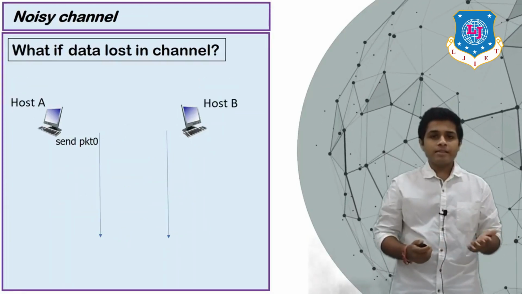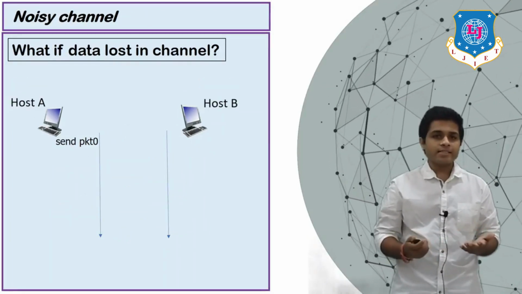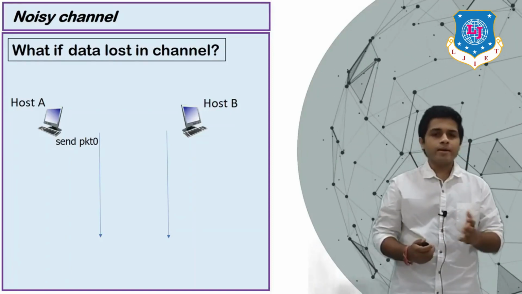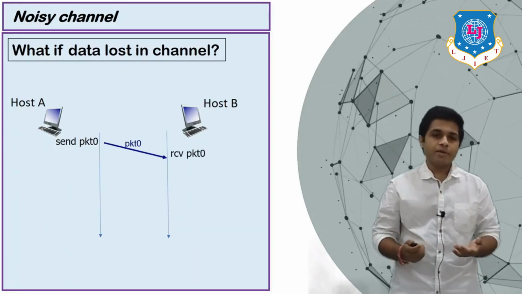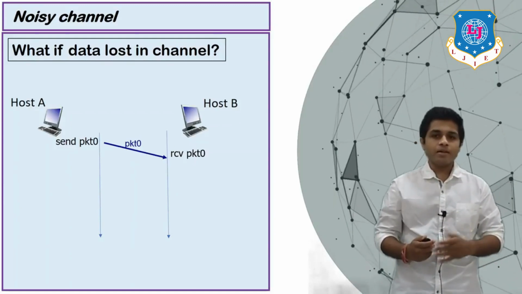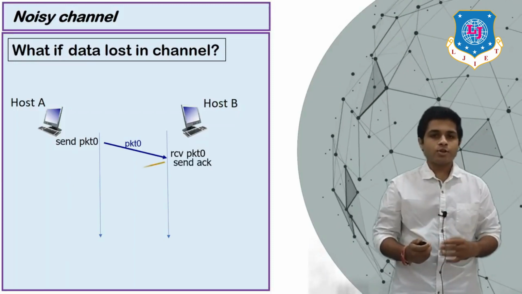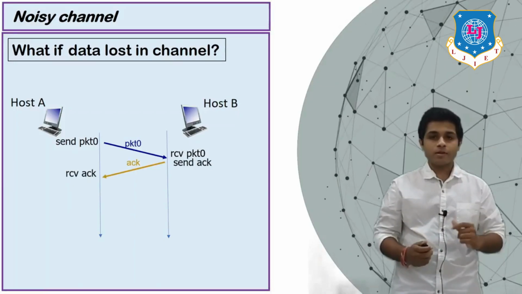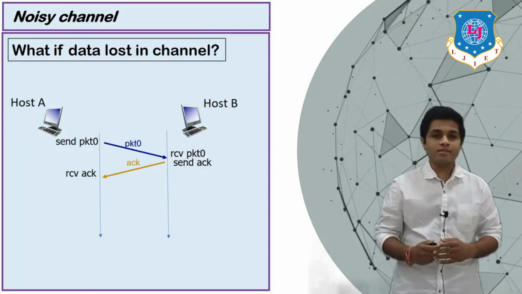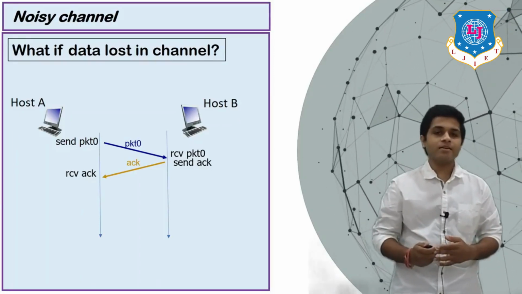So let's see, again we are taking the same example, but the only difference is that the channel is noisy. So A has sent the packet 0 and B will receive the packet 0. Because it is stop and wait, B will send the acknowledgement. So A will receive the acknowledgement. From the acknowledgement, A will know that okay, packet 0 is received. So now I will send the packet 1.